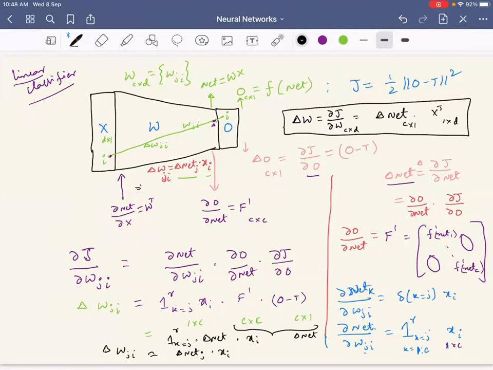So if you want to update any weight matrix, you just look at the errors at this end and inputs at this end, multiply the error vector by the transpose of the input vector, and you will be able to update the weight matrix. That's all you need to do in a neural network.